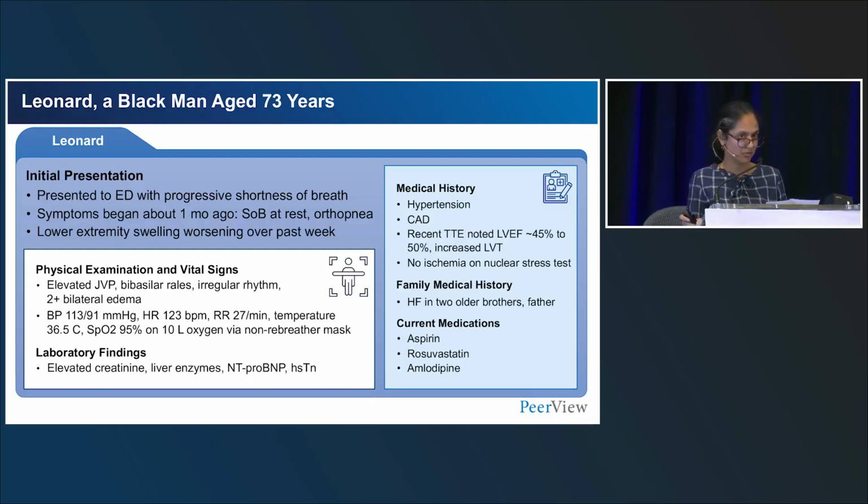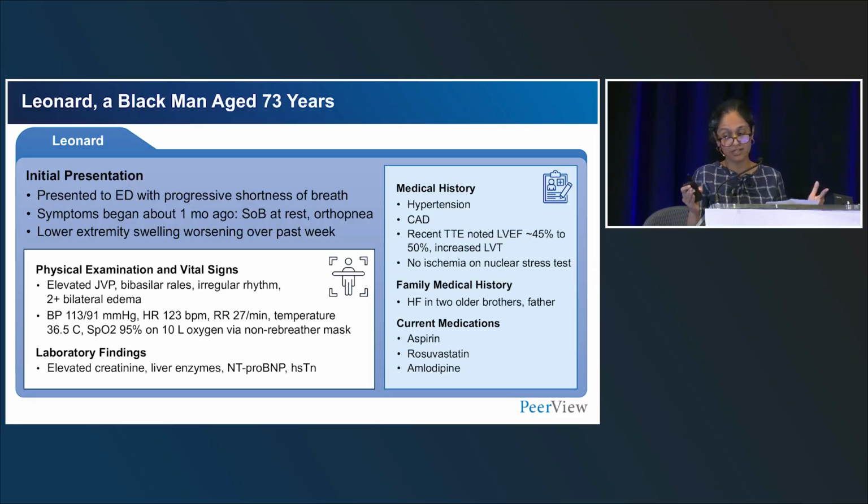He presents to the ED with progressive shortness of breath, about a month, shortness of breath at rest, orthopnea, so this is getting progressive, lower extremity swelling. On exam, not a medical mystery, elevated JVP, bibasilar rales, irregular rhythm, 2+ edema. Blood pressure is okay, tachycardic, temperature's fine, and he's hypoxic. He's needing some supplemental oxygen.